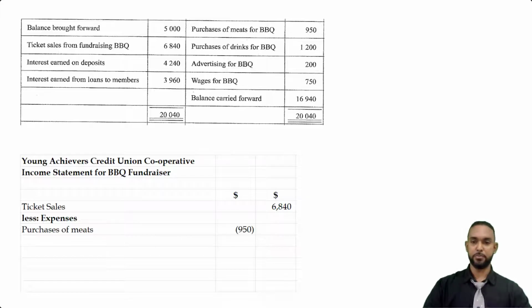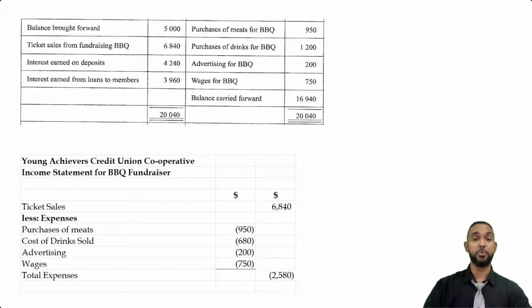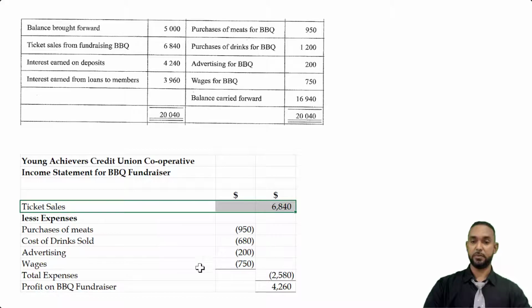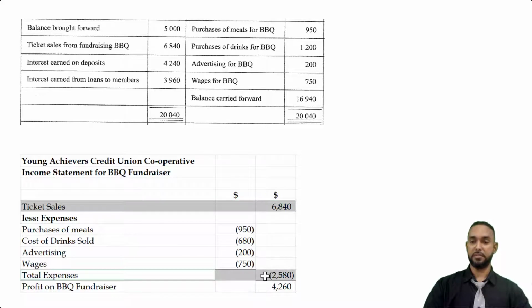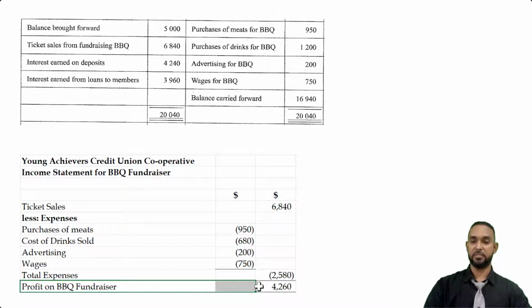So purchase of meats for barbecue, $950. We'll use the cost of drinks sold in the previous part of $680. Then we have the advertising of $200. Wages for barbecue of $750, giving us total expenses related to barbecue of $2,580. And finally, a profit on the barbecue fundraiser of $42.60, because we had ticket sales of $68.40, total expenses of $25.80, and when you subtract $25.80 from $68.40, you get $42.60.